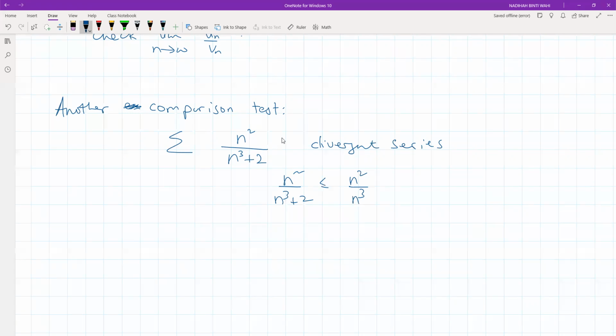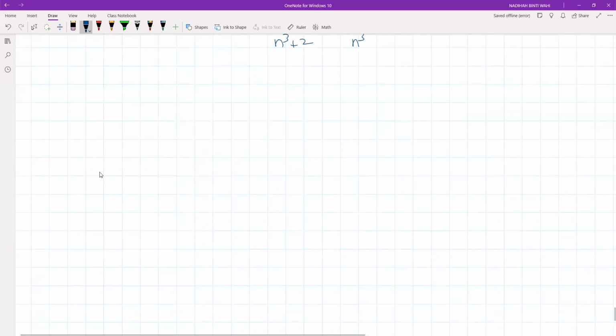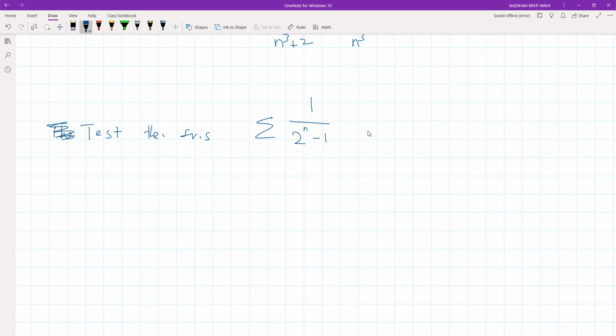All right, how about this one? Let's say this one. Test for convergence. The series of 1 over 2 to the power of n minus 1: does it converge or diverge? Convergence or divergence.